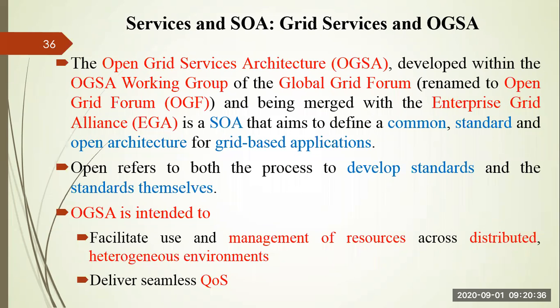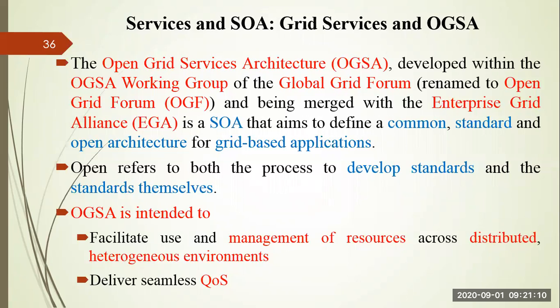Why is it so important and famous, this Open Grid Services Architecture? Because it aims to define a common standard and open architecture for grid-based applications. I told you in some class also, whenever you deploy your application with one cloud service provider and you plan to change from one cloud service provider to another, what will happen? The APIs used by one cloud service provider are completely different from the APIs used by another cloud service provider. So you may face some problem. That is called the lock-in problem, right?